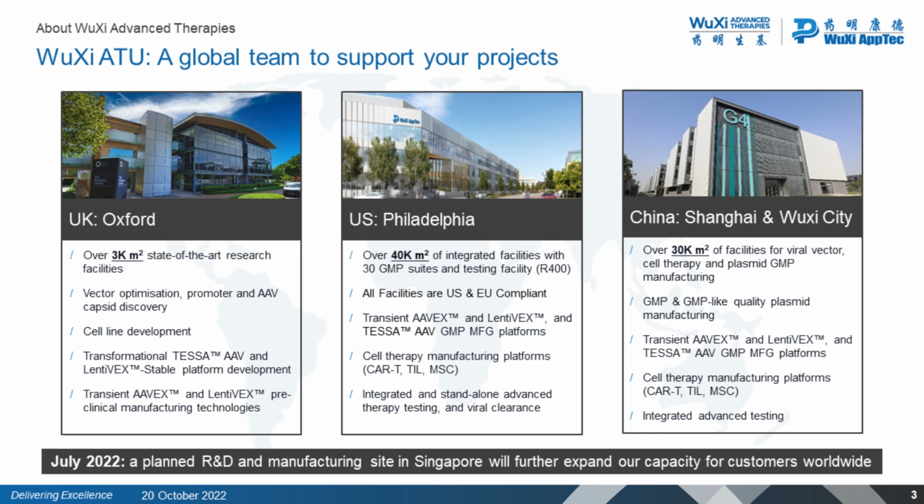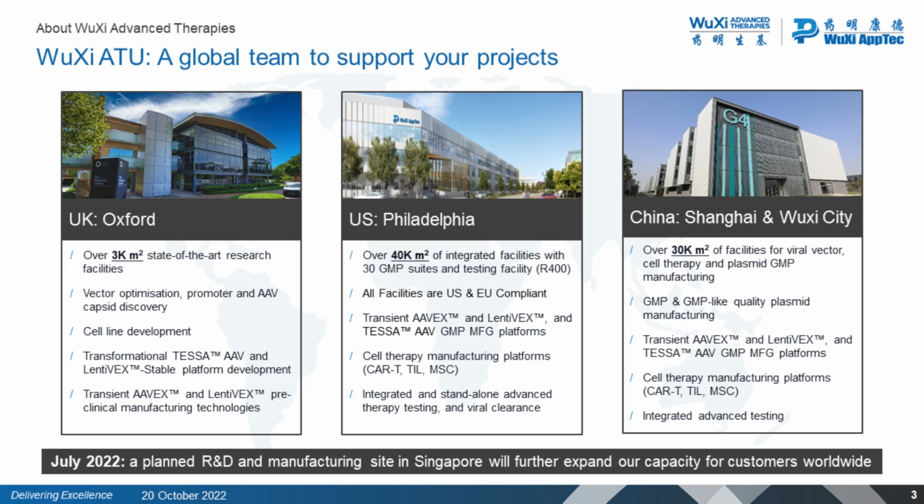We have facilities across 3 continents designated for specific functions. The U.S. Philadelphia campus has 30 GMP suites and does most of the process development, manufacturing, and testing for cell and gene therapies. The UK Oxford site came on board after acquiring Oxgene in 2021, and it contains state-of-the-art facilities for most research activities, including plasmid design, construction, and optimization.